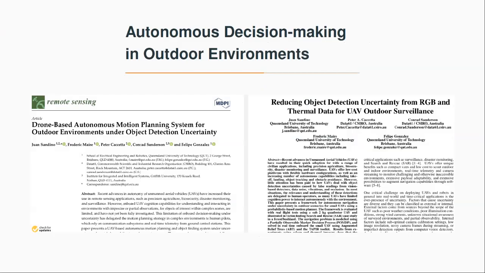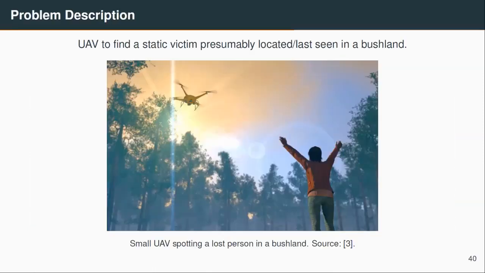Then for my second component, I would like to quickly give you an overview of autonomous decision-making in outdoor environments. What I'm going to show is part of the results that are published in papers 3 and 4. So the description in outdoor environments is for the UAV to find a static victim that is presumably located or last seen in a bushland.